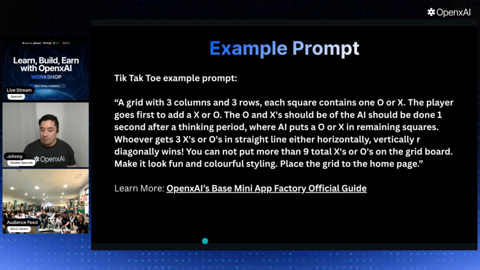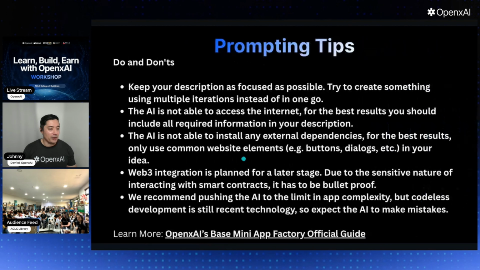So the other part is prompting tips. So again, these tips are shown on the base mini app factory next to the title. There's a little info tip thing that you can click and hover over, and it basically runs through the do's and don'ts of prompting. So keep your description as focused as possible. Try to create something using multiple iterations instead of one go. So you can update the app after it's built.